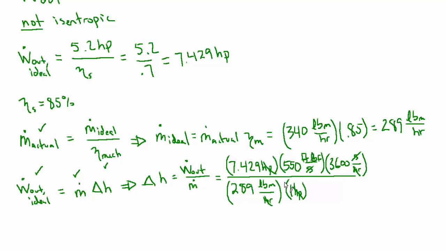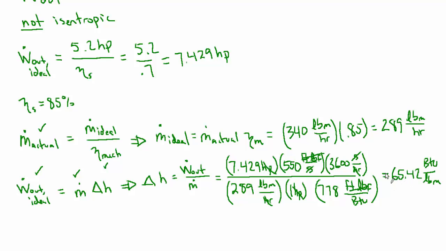Ultimately, what we want is BTU per pound. So we've got to get rid of foot-pounds. We're going to divide by 778 foot-pounds per BTU, foot-pound force per BTU. And we'll end up with BTU per pound. So when you do all that math in your calculator, you will get 65.42 BTU per pound.